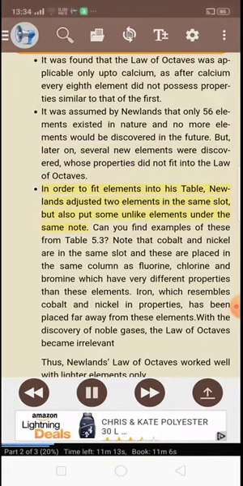In order to fit elements into his table, Newlands adjusted 2 elements in the same slot but also put some unlike elements under the same note. Can you find examples of these from table 5.3? Note that cobalt and nickel are in the same slot and these are placed in the same column as fluorine, chlorine and bromine, which have very different properties than these elements. Iron, which resembles cobalt and nickel in properties, has been placed far away from these elements.